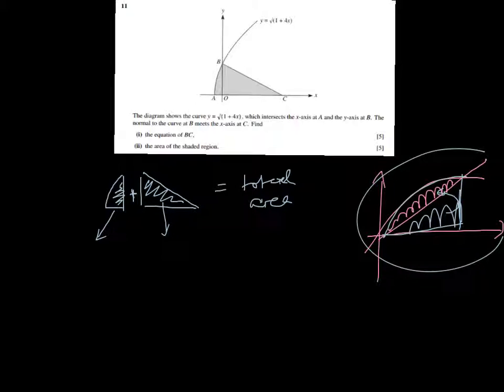Cool, so that just involves us having to set up two equations. What it does mean is that we do need to know what A is and what C is, and we haven't worked those out yet. So let's do that first.